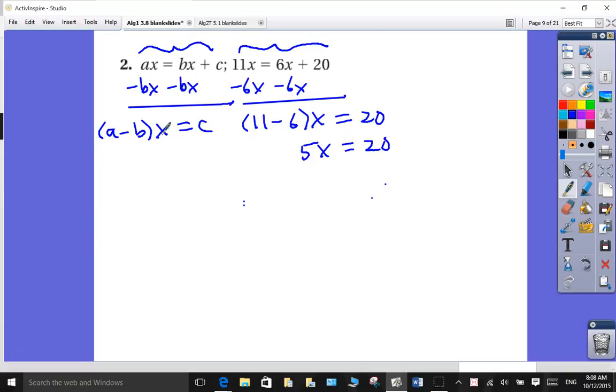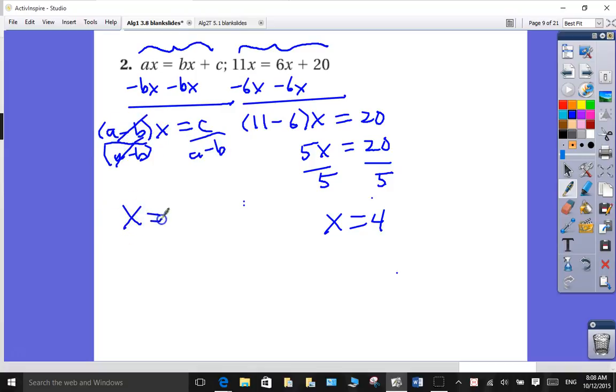Okay, now, what will we do on the non-literal equation? 5x equals 20, we will divide by 5. So if we're doing the same thing on the left, then we get x equals 4. What will I do to the literal equation? Divide by a minus b, right? In parentheses, divide a minus b. So the a minus b's cancel. x equals c divided by a minus b.